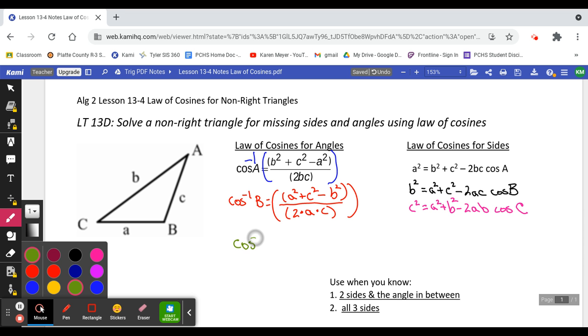For angle C, I'm going to do the inverse of cosine. Then I'm going to add the other two sides together, so little a squared plus little b squared. Always subtract the side that matches the angle, so minus little c squared. And then 2 times the sides we added together, and then close all my parentheses.